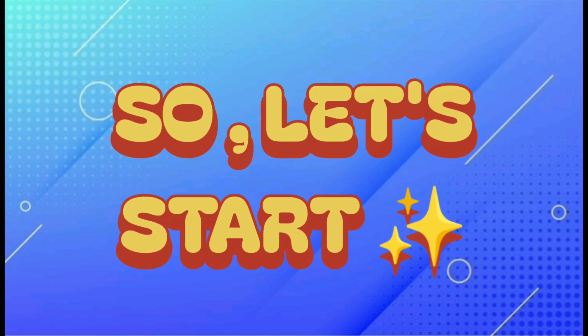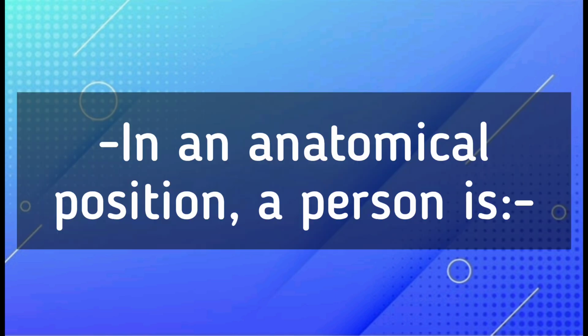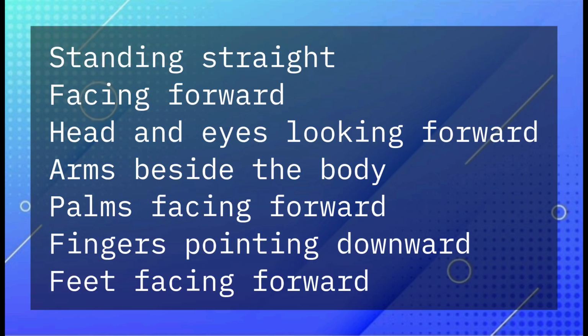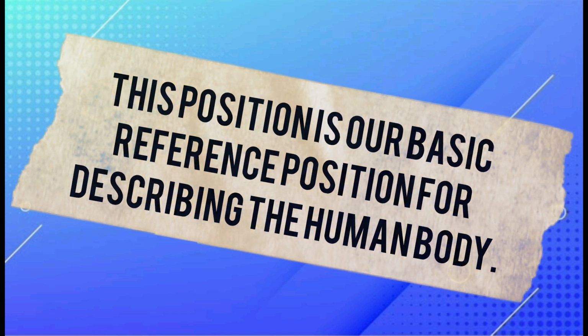So let's start. First, we need to understand the anatomical position. In anatomical position, a person is standing straight, facing forward, head and eyes looking forward, arms beside the body, palms facing forward, fingers pointing downwards, feet facing forward. This position is our basic reference position for describing the human body.